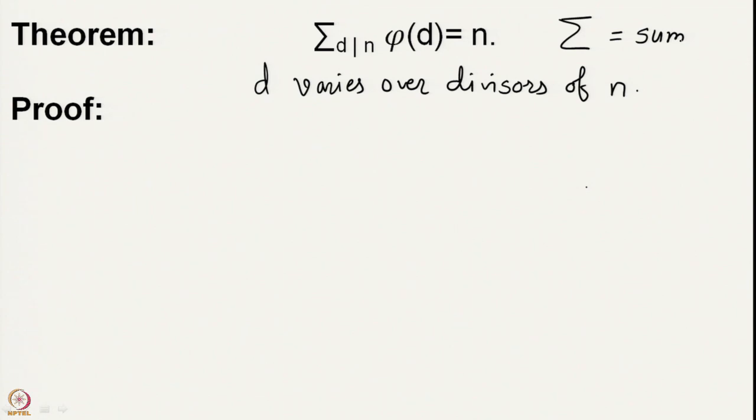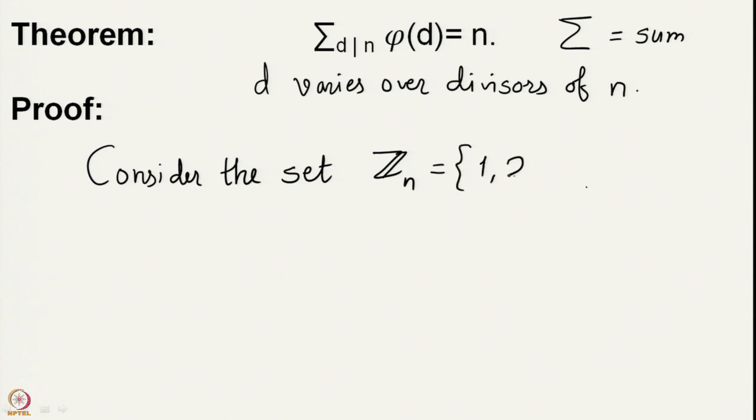So, how does one prove this? The proof is quite nice. What we do is consider the set Zn, which is simply the set of natural numbers from 1 to 2, 3, all the way up to n. And the cardinality of Zn is n. This is something that we all agree with.